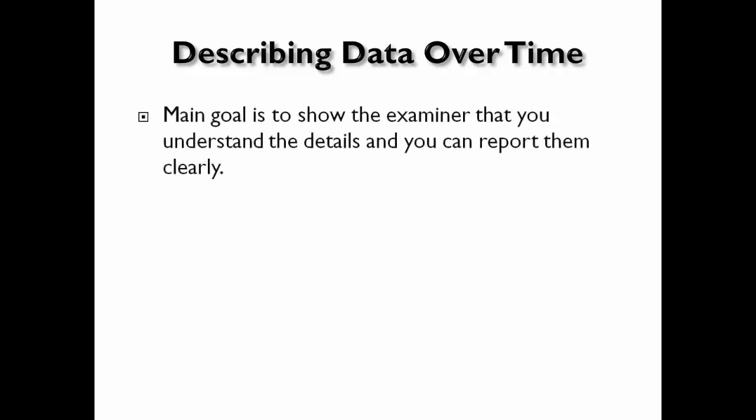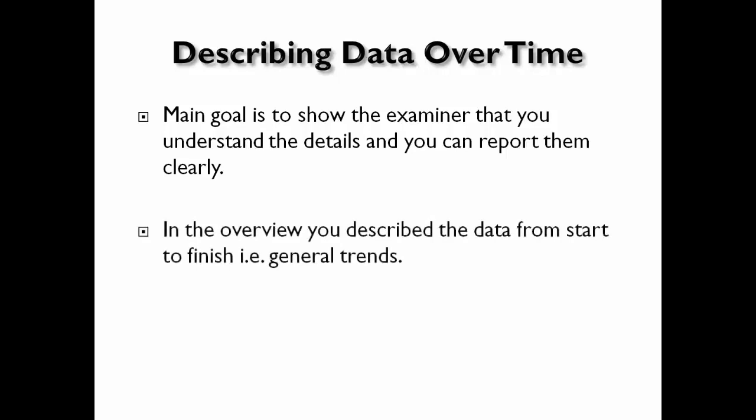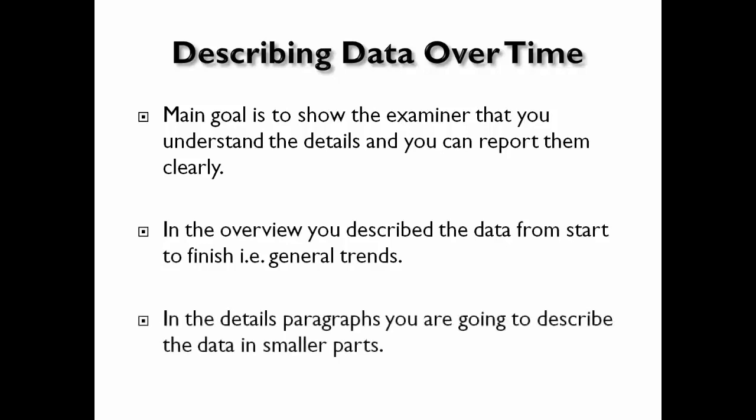So the main goal is to show the examiner that you understand the details and you can report them clearly. This is the main goal for any details paragraph: to show the examiner that you clearly understand what's happening and that you can tell him or her about it clearly. In the overview, you describe the data from start to finish, i.e. a general trend. But we're not going to do that again. We've already done that in the overview. In the details paragraphs, you're going to describe the data in smaller parts.